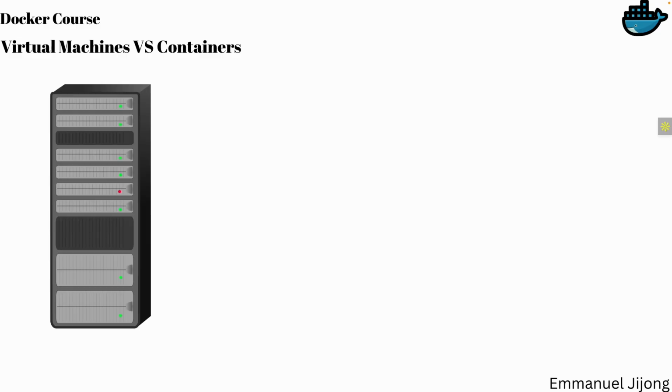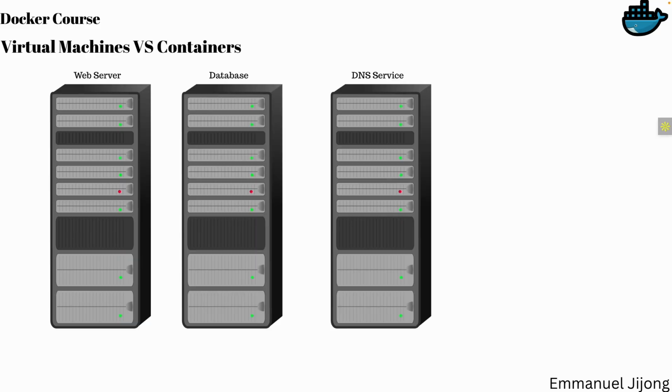In the past, companies would run just one application per physical server, meaning if you had a website, a database, and a DNS service, you needed three separate servers, one for each. Why? Because operating systems like Linux and Windows didn't do a great job of isolating multiple applications on the same server. Running everything together could cause conflicts and security risks.